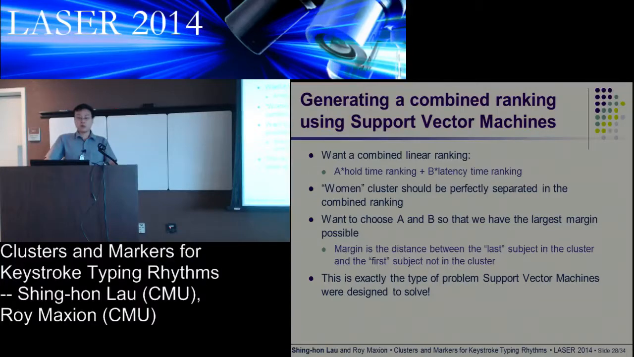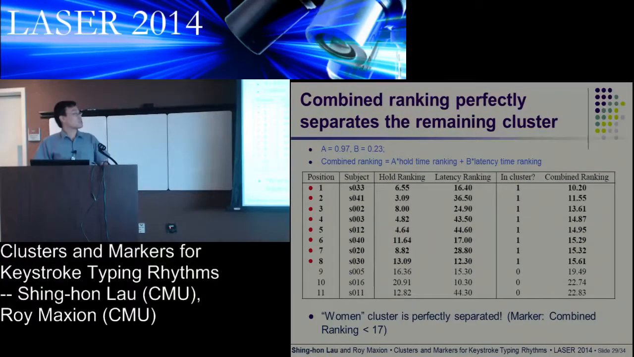I'm not going to go into the details of how exactly a support vector machine works because I don't think it would add anything. But I hope you'll trust me that it will take as input the hold time rankings and the latency time rankings, and it will output two values, A and B. And in our case, for the women cluster, we get these values of A and B.